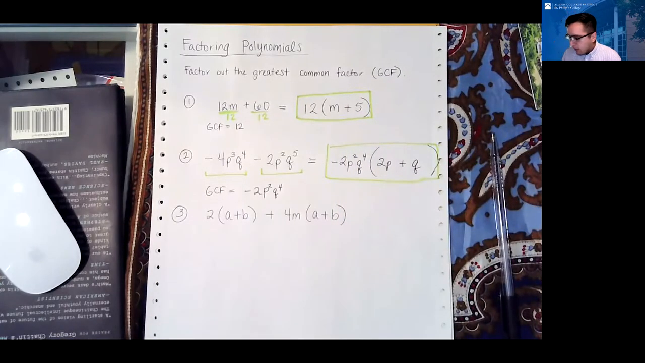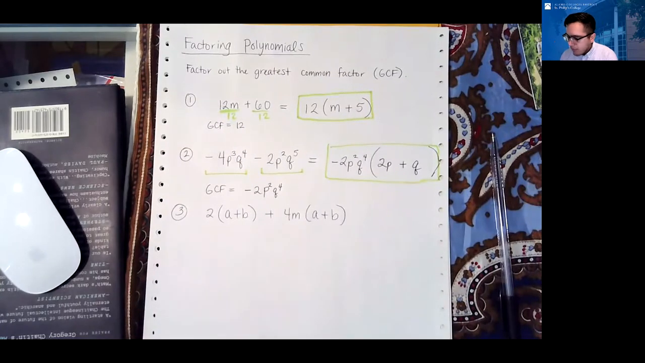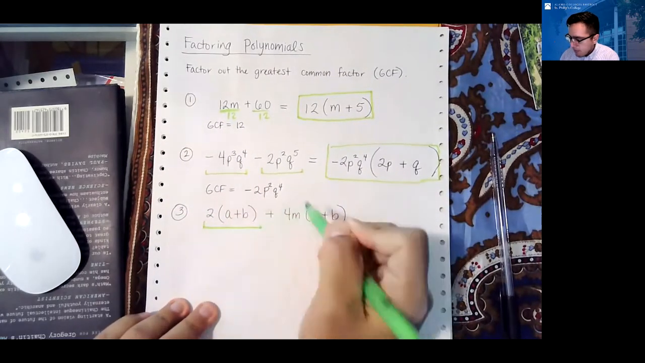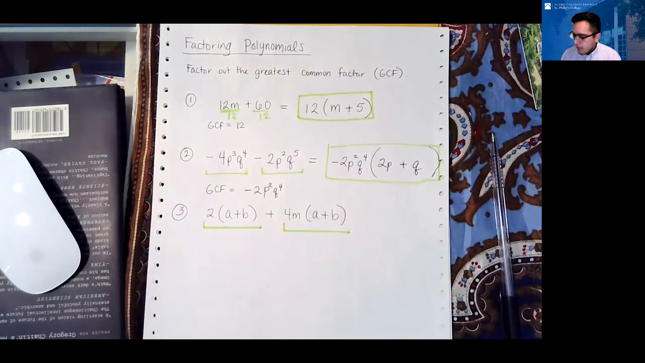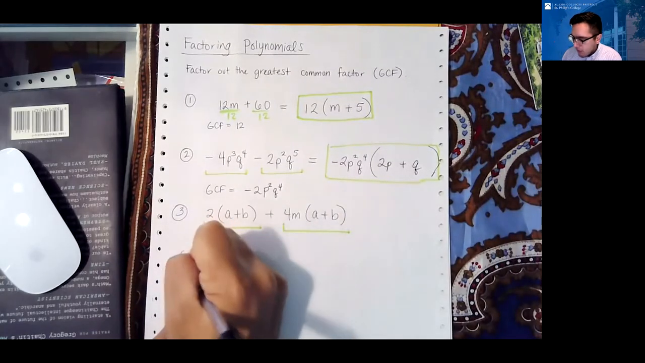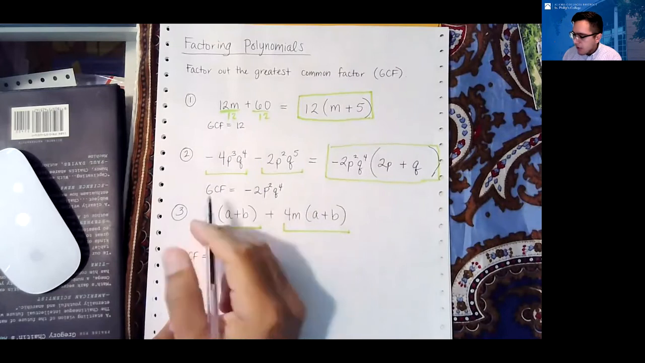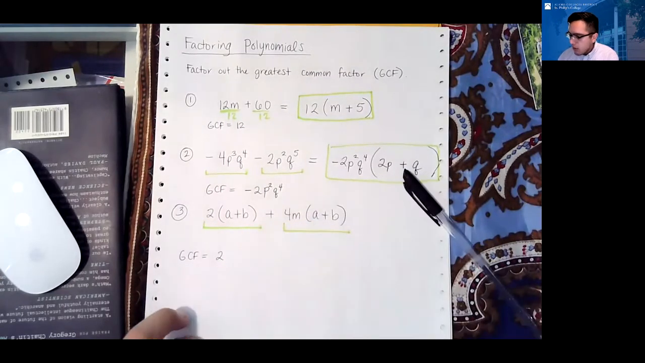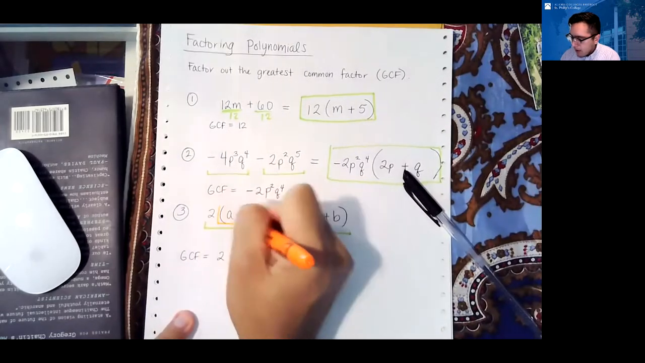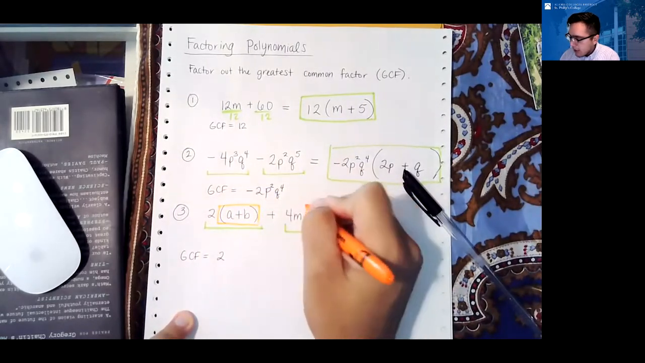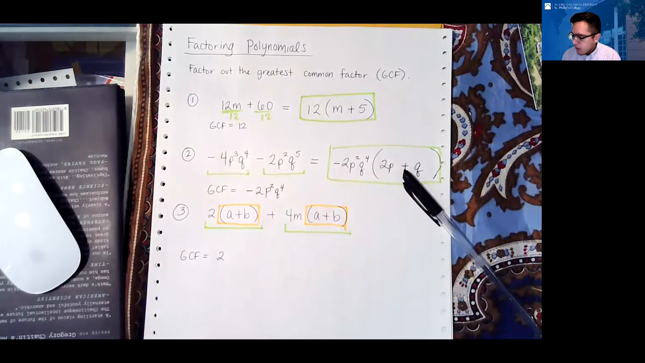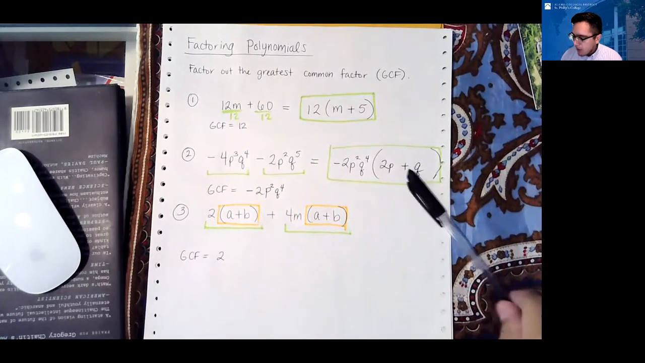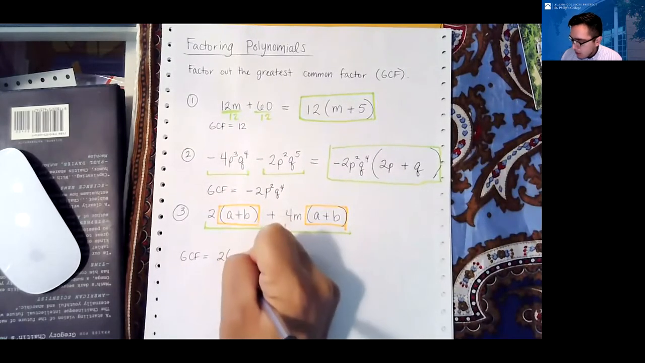Finally, if you look at these two terms, their GCF, it looks like they have a 2 in common. So that's nice. And they have this polynomial factor here of a plus b in common. So really our GCF is going to be 2 times this polynomial.